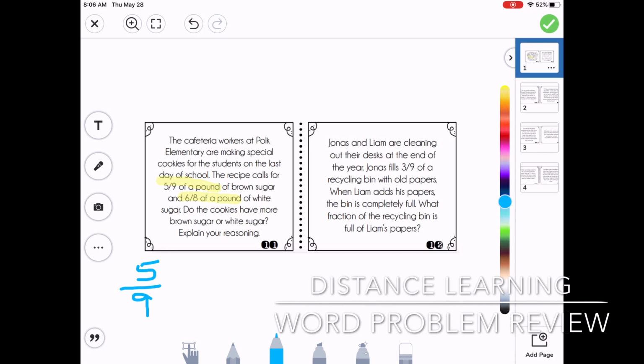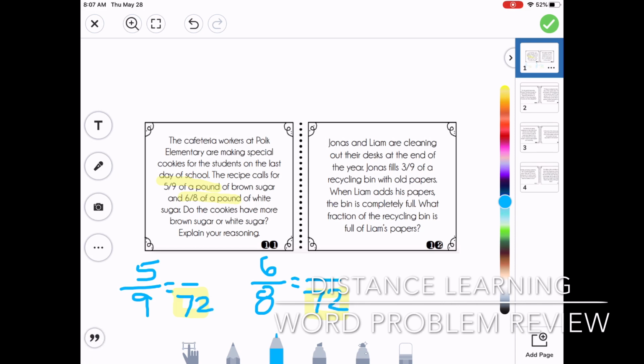and I have 6/8, and I want to turn these two fractions into a fraction where they have the same denominator, so then I can just compare my numerators to figure out which is more. I could just multiply my two denominators together, and that would guarantee me a common denominator. So I know 9 times 8 is 72. So that would be my denominator for both of these.